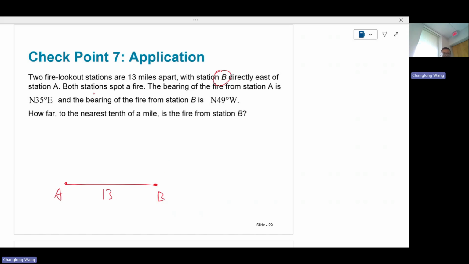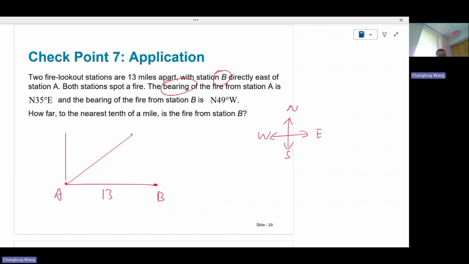So they noticed a fire. From the point of view of station A, they see the fire at the bearing, I hope you still remember what the bearing is, at a bearing of north 35 degrees east. All right, so again, just to have an idea of those directions, this is north, south, east, west. So it is to the north, but turn to the east by 35 degrees. So you're looking at north, turning to the east.